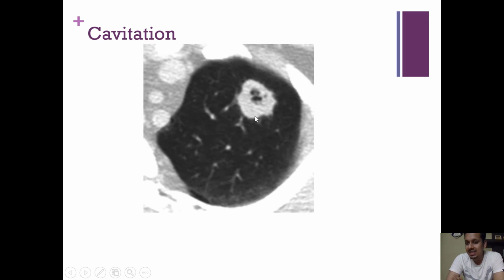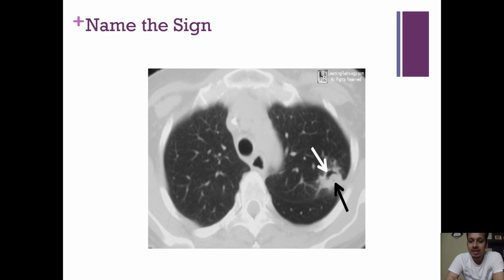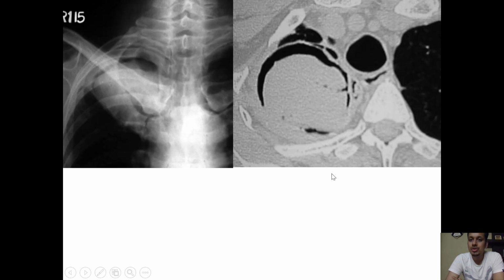Cavitation, especially eccentric cavitation, might be a marker of malignancy, especially small cell carcinoma. This is also a thick wall cavity which has an air fluid level, but the cavity wall is very thick. So an underlying malignancy, especially a squamous cell carcinoma, always has to be ruled out. Here you can see that there is a cavity with a lesion inside the cavity, which makes this air-filled space into a crescent-like shape. I'm sure most of you would have guessed the lesion. It is a fungal ball.